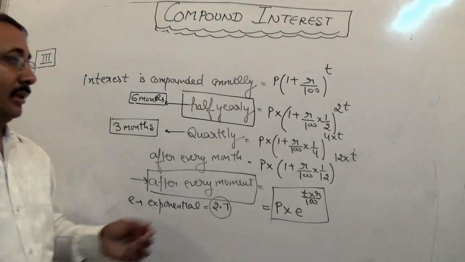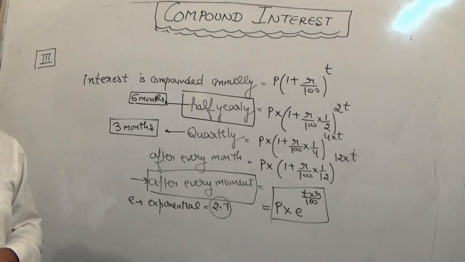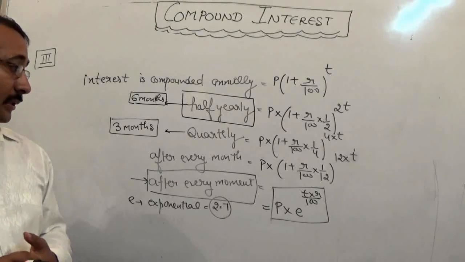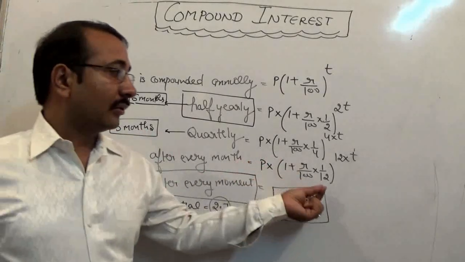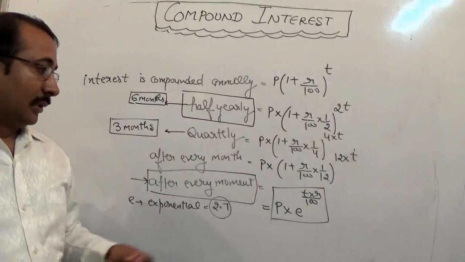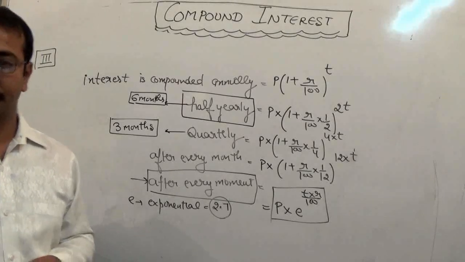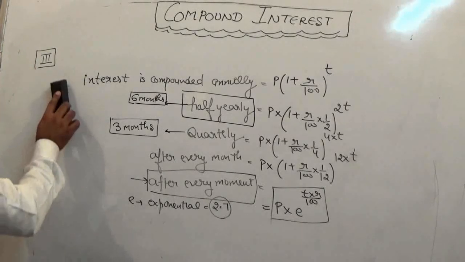When half yearly, rate of interest will be half and time will be twice. When quarterly, rate of interest will be 1 by 4 and time would be 4 times. When every month, rate of interest should be 1 by 12 and time should be 12 times. Or when I say after every moment, P into e raised to power t into R upon 100. Now we solve some questions based on this.